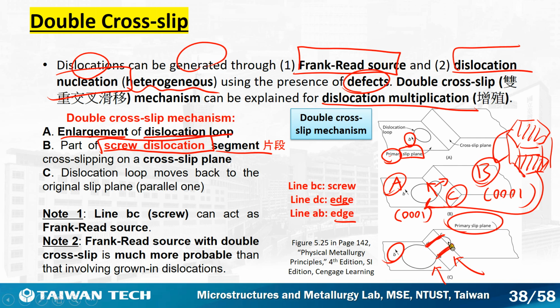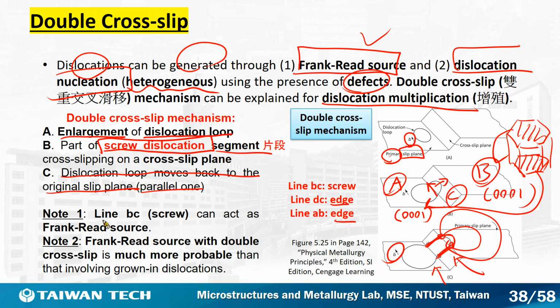They cannot move under the stress. However, when you go up here, these two points cannot move. However, the screw sections, the screw segments can move. So it will go like this. It's similar, right? This is the mechanism for the Frank-Read source. So when the dislocation loop moves back to the original slip plane, but a parallel one, it will act like a Frank-Read source.